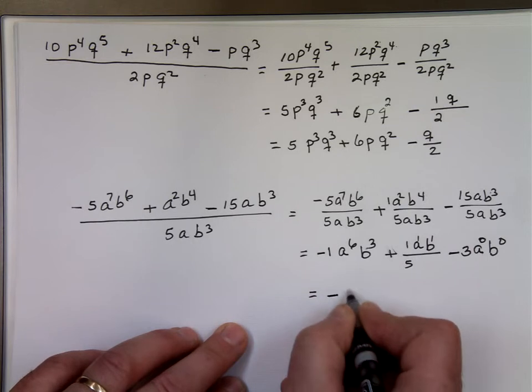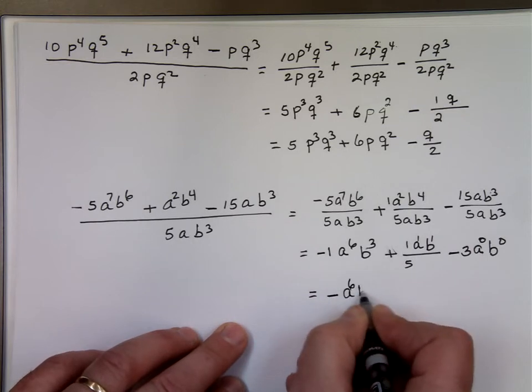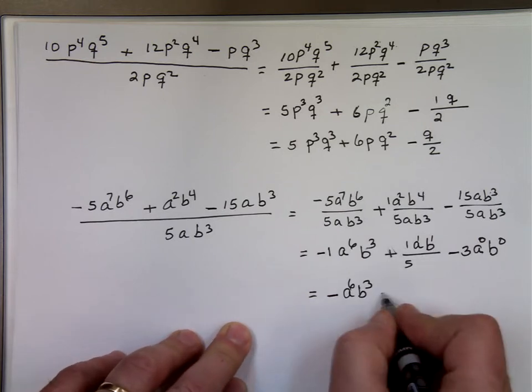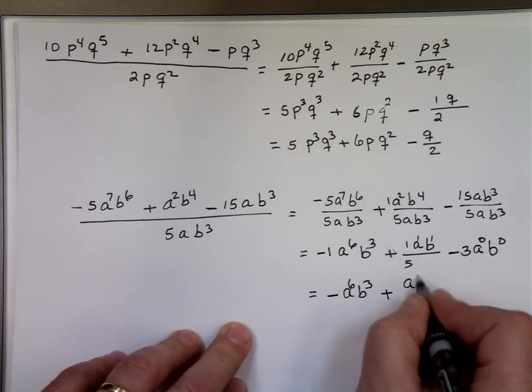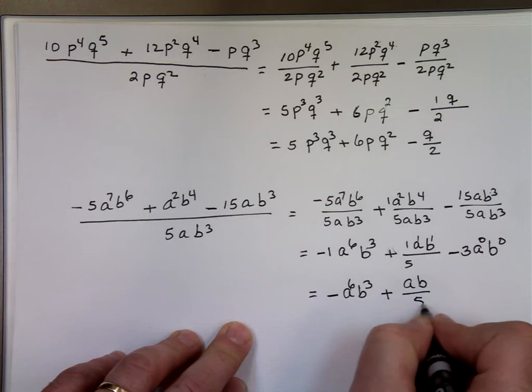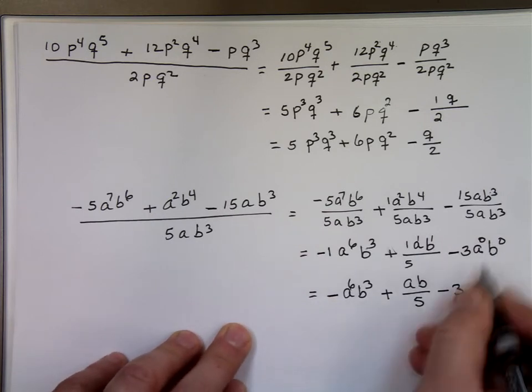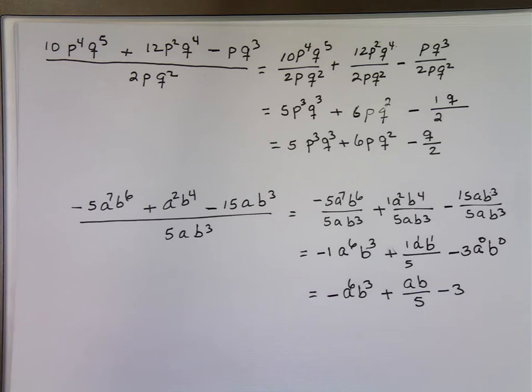A to the 6, B to the 3rd. I don't need the 1 here, so A, B over 5. Minus the 3, and what happens to A to the 0 and B to the 0? They're both 1, so negative 3 times 1 times 1, still a minus 3. And that's my answer for that question.